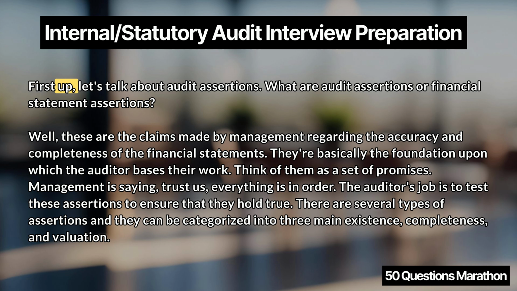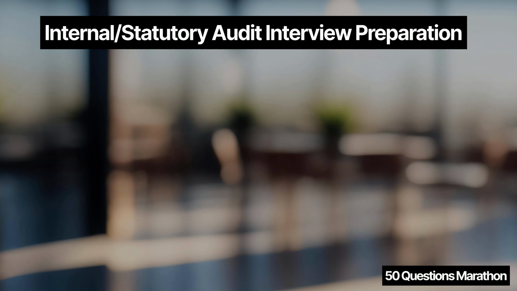First up, let's talk about audit assertions. What are audit assertions or financial statement assertions? Well, these are the claims made by management regarding the accuracy and completeness of the financial statements. They're basically the foundation upon which the auditor bases their work. Think of them as a set of promises. Management is saying, trust us, everything is in order. The auditor's job is to test these assertions to ensure that they hold true. There are several types of assertions, and they can be categorized into 3 main types: existence, completeness, and valuation.